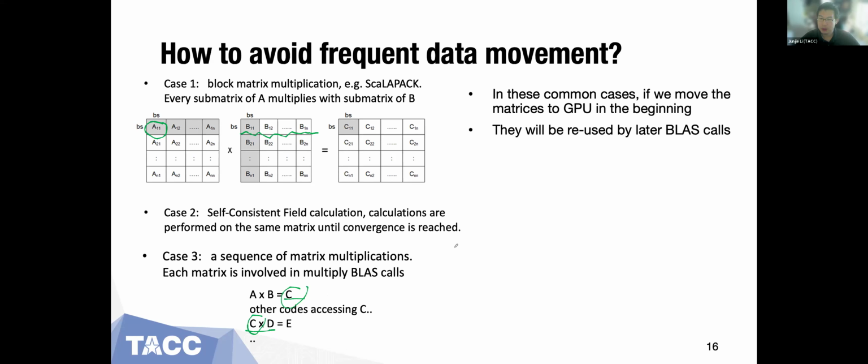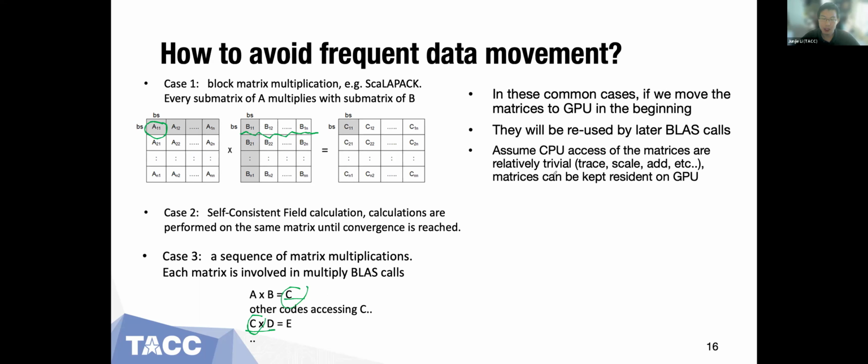And once you move the data to GPU, then it can be reused by later BLAS calls. And you have to assume that the CPU access of the matrices on the GPU are relatively trivial, because after you move the data to GPU, the CPU may want to do some very trivial tasks like tracing a matrix, scale matrix, add a matrix. Those are relatively lightweight compared to doing matrix multiplication. So you leave the matrix multiplication on the GPU, and for this trivial task, you don't move the data back to the CPU. You just let CPU access the data on the GPU through the coherent memory access available on Grace Hopper. And this is the key for this strategy.